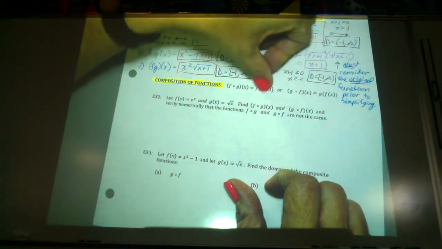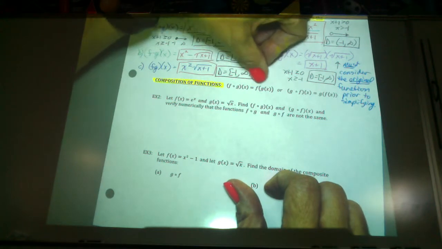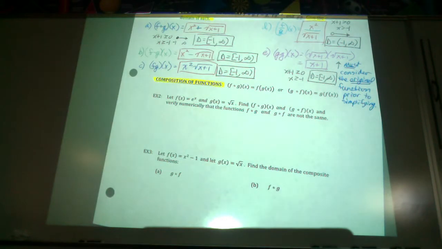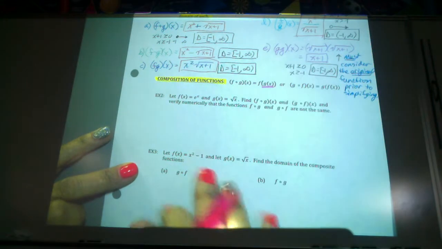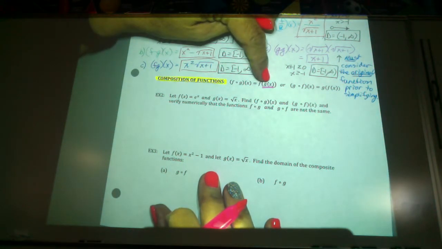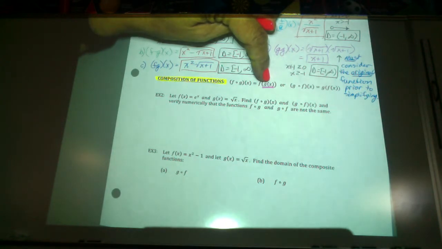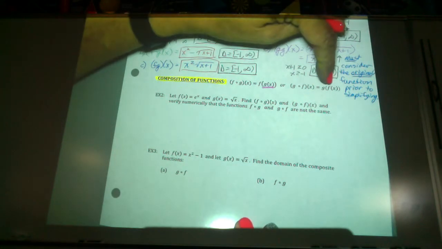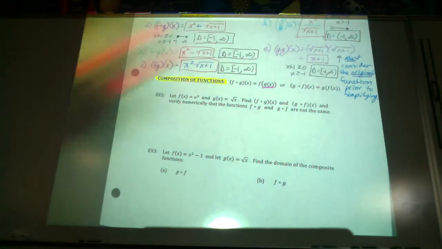Whatever's in here, we will replace every x in the f function with that. So what's inside here is g of x. So it's saying take the f function and wherever you see an x, replace it with the entire g of x function. Not just x, but the entire g of x function. And the same thing over here. You're going to take the g of x function and wherever you see an x in that function, you're going to replace every x with the whole function f of x. So it can become complicated.